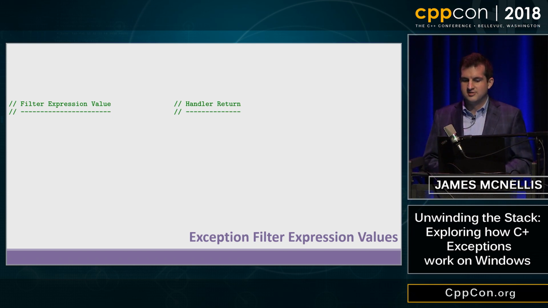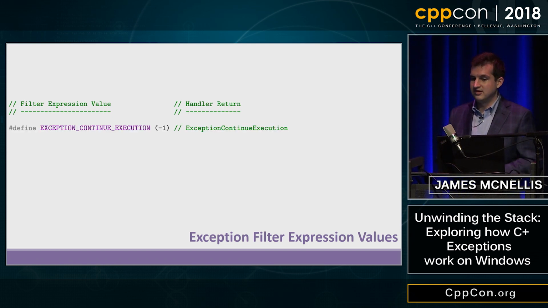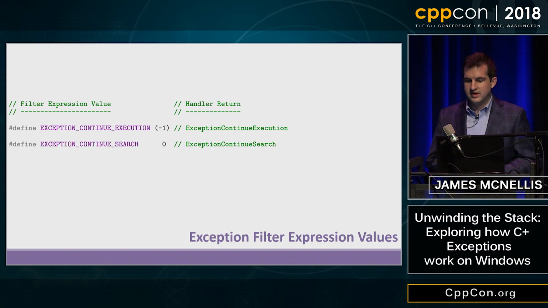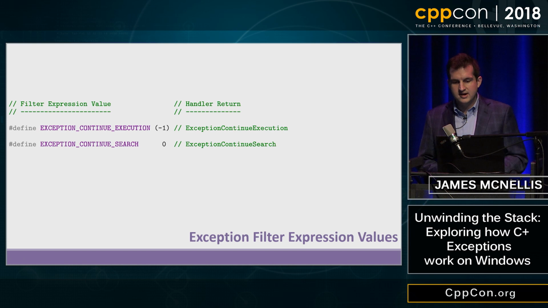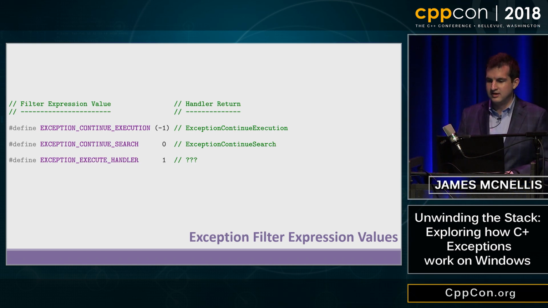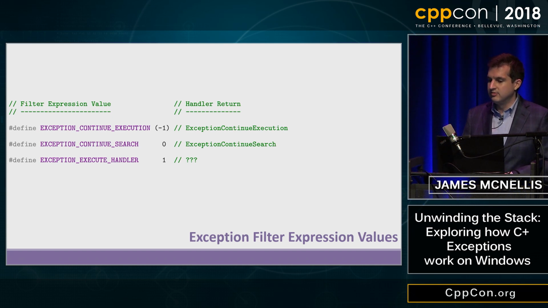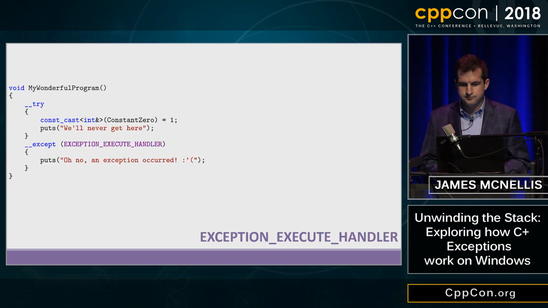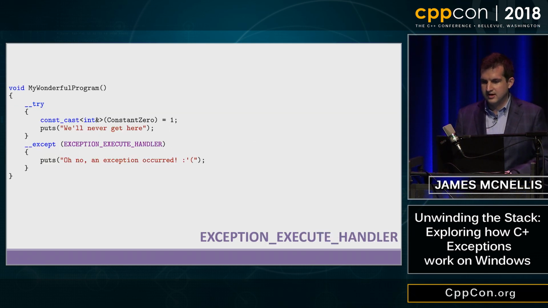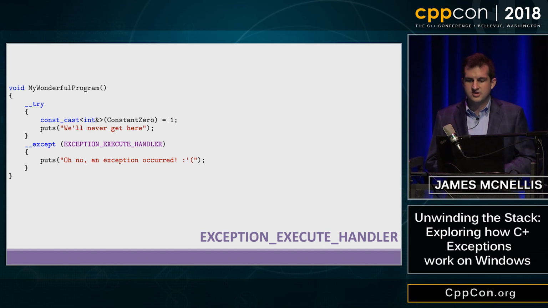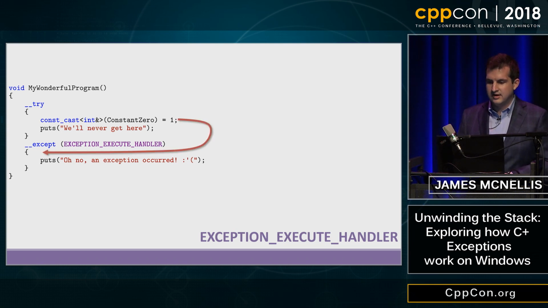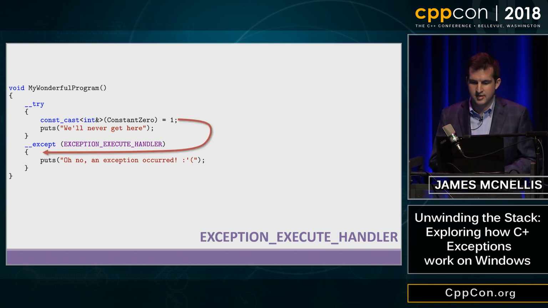So we've seen two filter values so far. If the filter evaluates to exception continue execution, then execution will resume at the instruction where the exception occurred. If the filter evaluates to exception continue search, that means we don't want to handle the exception, and the search should continue. Finally, the filter can also evaluate to exception execute handler. If it evaluates to this value, then the stack is unwound to this point, and execution resumes inside of the except statement. For example, here we attempt to modify constant 0 inside of a try block. Our filter expression evaluates to exception execute handler, and when the exception occurs, we will handle the exception, and execution will resume inside of the except block.